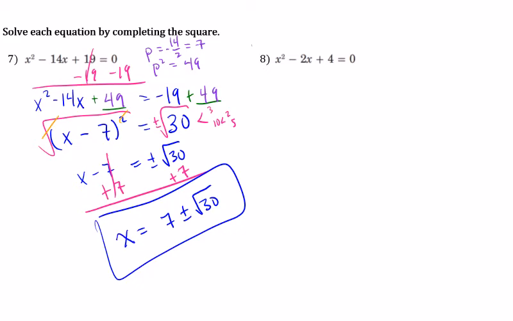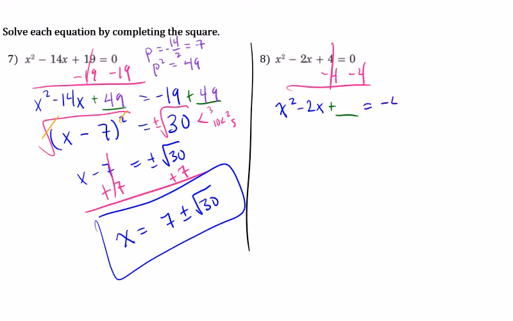All right, let's take a look at number 8. So first thing, I want to get the constant over to the other side. So I'm going to subtract 4 from both sides. And so we'll get x squared minus 2x. I want to leave room to complete the square here. And then equals negative 4. And then we're going to leave room to complete the square, right? Because we want to balance both sides.